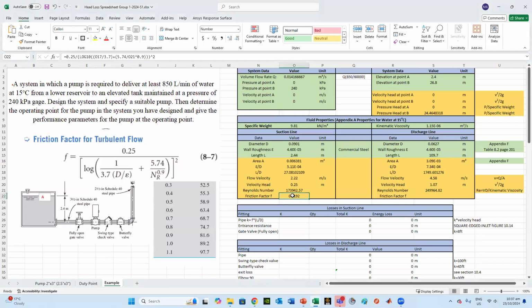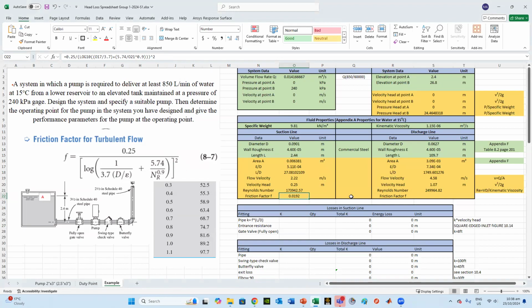All right, so to set up that equation, you can see it here. I put the 0.025 divided by log 10 brackets. I use brackets as much as I can to make sure, because here it was D over E, but my equation is E over D, so I put it on top. So 0.17 is the E over D, the reciprocal of that, divided by 3.7 plus 5.74 divided by the Reynolds number for that one, to the power 0.9, and then close brackets, and you get the value.